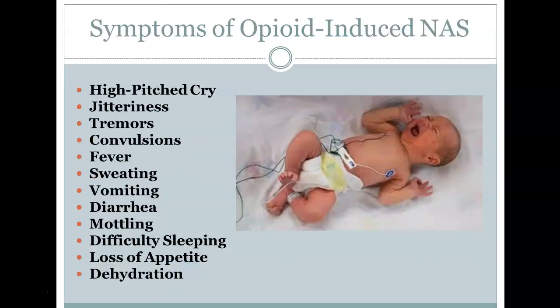Symptoms of the opioid-induced NAS baby will be a high-pitched cry, jitteriness, tremors, convulsions, fever, sweating, vomiting, diarrhea, mottling of the skin, difficulty sleeping, loss of appetite, and dehydration.